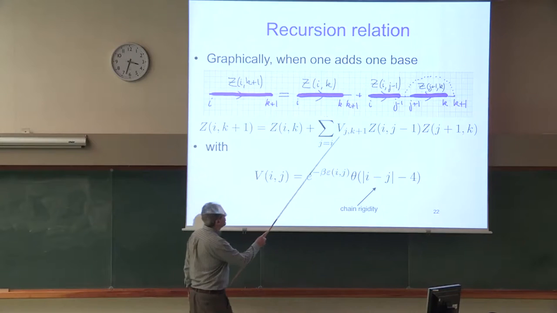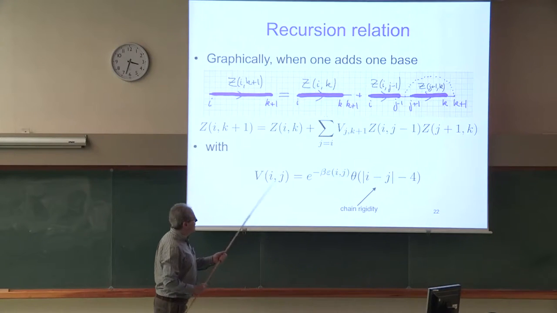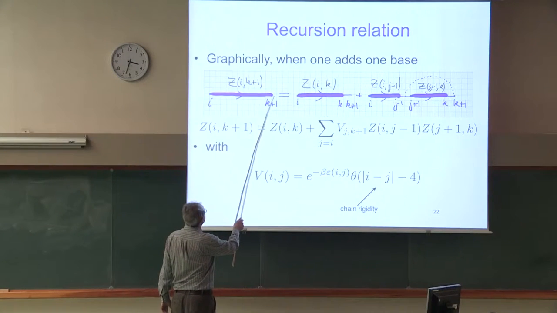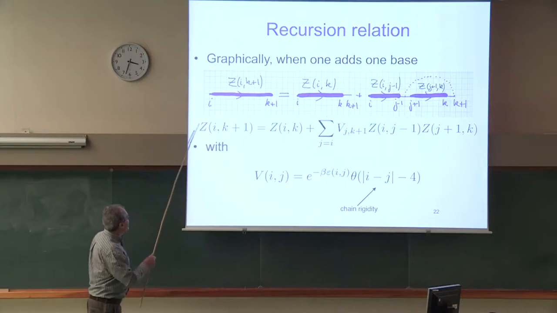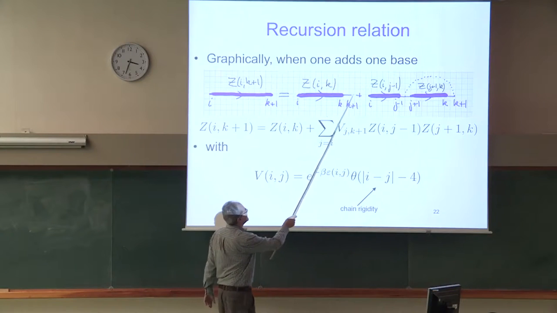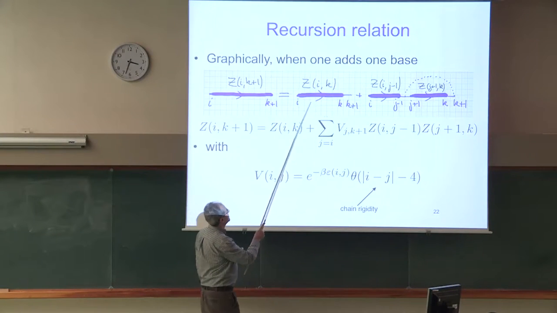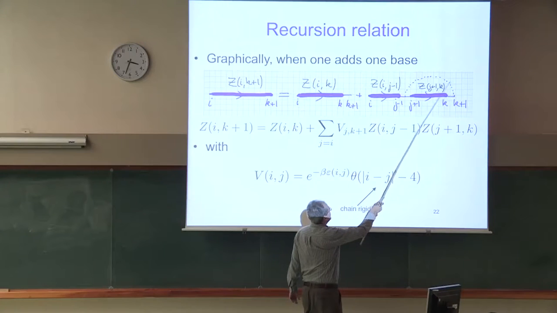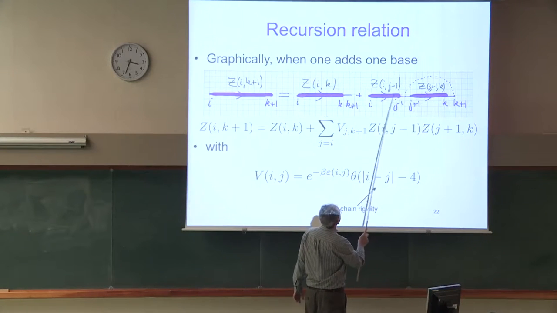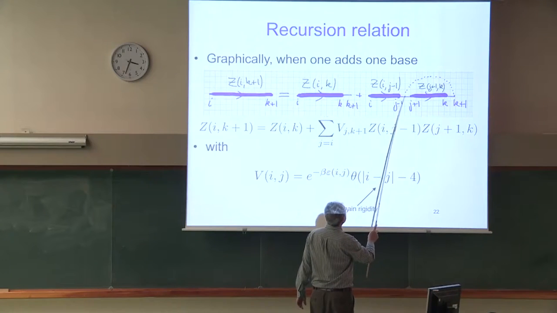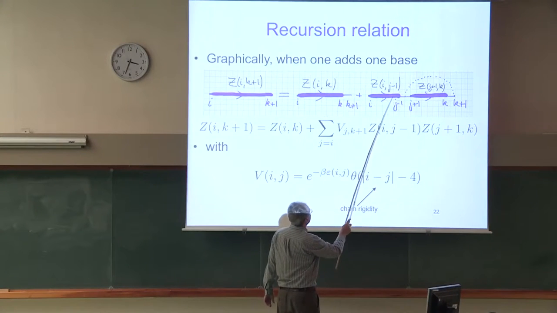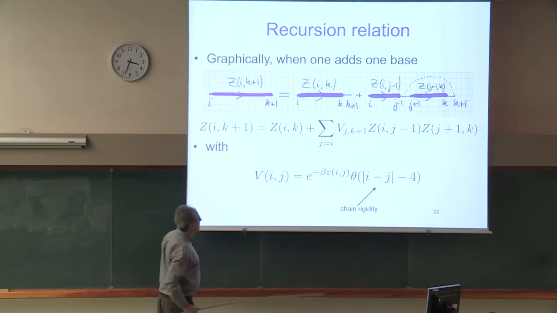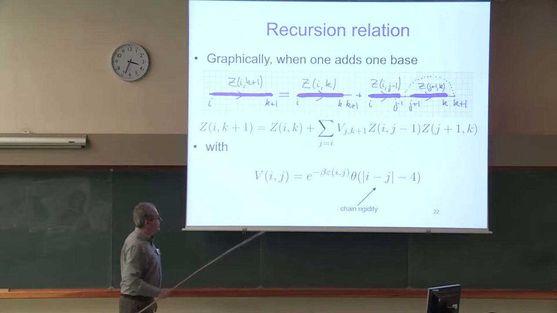Zik plus 1, Zik plus Bj, etc. Graphically, it's very simple what happens. If you add one base from k to k plus 1, the new partition function from I to k plus 1, the base that you added is either unpaired, so it's just Zik, and this is just a dangling base, or it is paired with any base between I and k. If it's paired with a base between I and k, you have here the full partition function between i and j minus 1, here you have the partition function between j plus 1 and k, and therefore you can write this recursion relation where I remind you that the Vij is given like this.